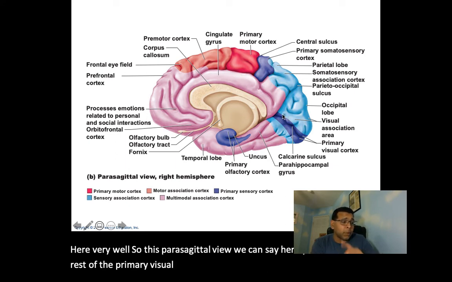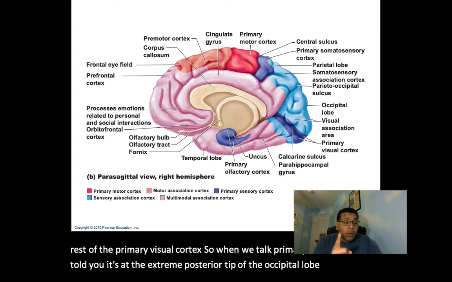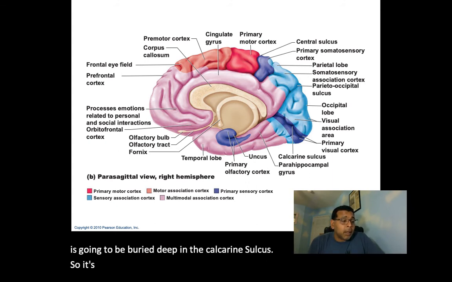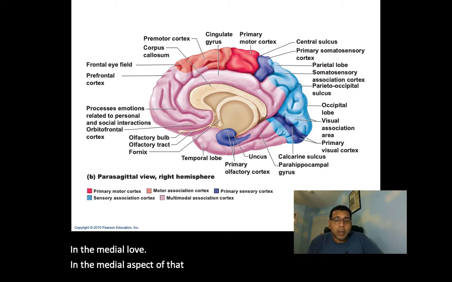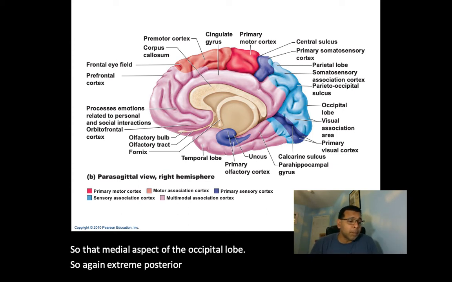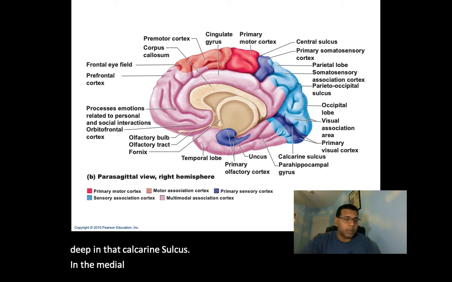So when we talk primary visual cortex, I told you it's at the extreme posterior tip of the occipital lobe, but most of it is buried deep in the calcarine sulcus, in the medial aspect of that occipital lobe.